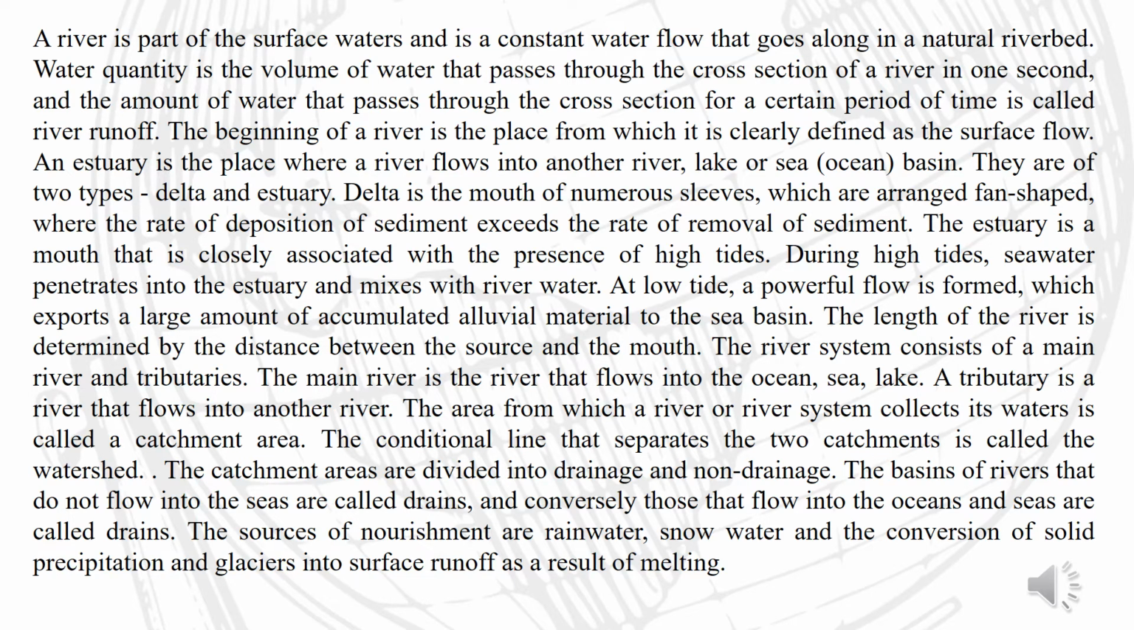The river system consists of a main river and tributaries. The main river is the river that flows into the ocean, sea, lake. A tributary is a river that flows into another river. The area from which a river or river system collects its waters is called a catchment area. The conditional line that separates the two catchments is called the watershed. The catchment areas are divided into drainage and non-drainage. The basins of rivers that do not flow into the seas are called non-drainage, and conversely those that flow into the oceans and seas are called drainage.